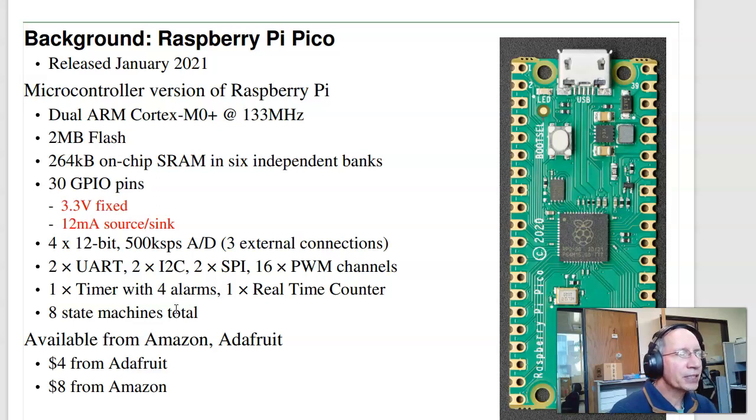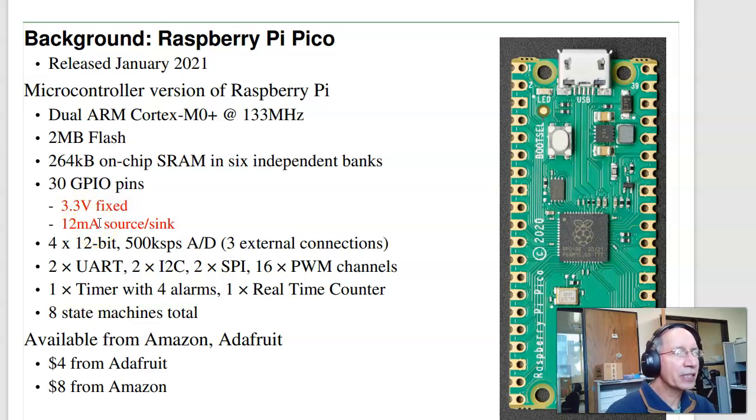Its features: it's got a dual ARM Cortex processor at 133 megahertz, about 20 times slower than a Raspberry Pi. 2 meg of flash memory, 264K of on-chip RAM. Again, the Raspberry Pi is about 8 gig, so a lot less memory, a little bit slower. It has 30 I/O pins that you can write to, read from. These are all 3.3 volt logic, capable of sourcing and sinking 12 milliamps.